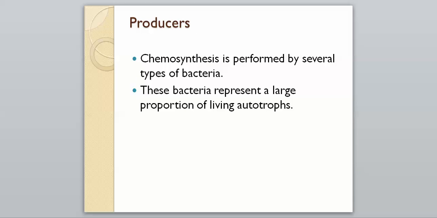Chemosynthesis is performed by several types of bacteria, and these bacteria represent a large proportion of living autotrophs. When we talked about bacteria and viruses in our last chapter, we said they're everywhere, so this makes sense. There's more bacteria than any other living thing on the earth, so they're going to be a big proportion of our living autotrophs, just because there are so many more of them.